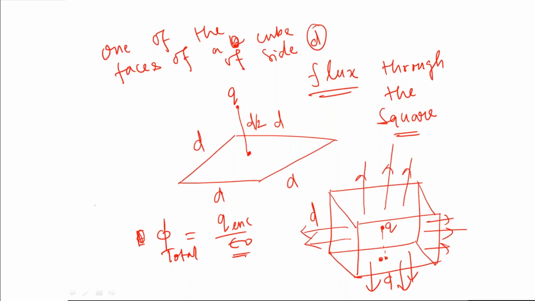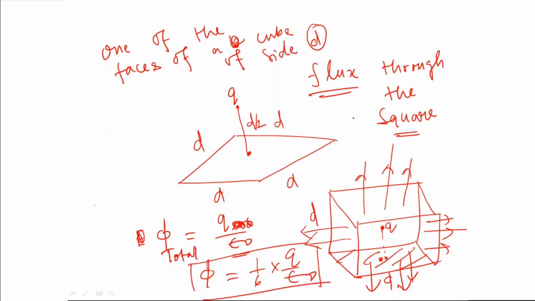The charge enclosed is only q, so this is the total flux. I have to find the flux through only one surface, so you write one-sixth of q by epsilon naught. This will be q by 6 epsilon naught. Do you understand? All of you understood this? Okay, nice.